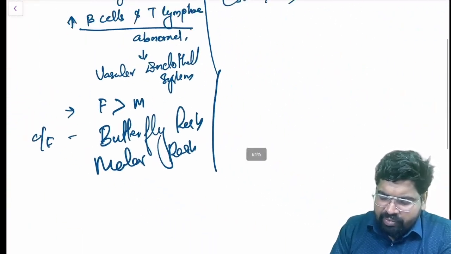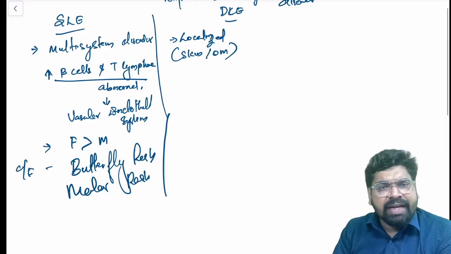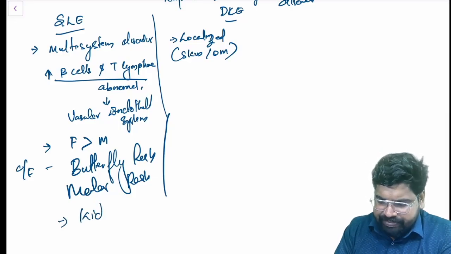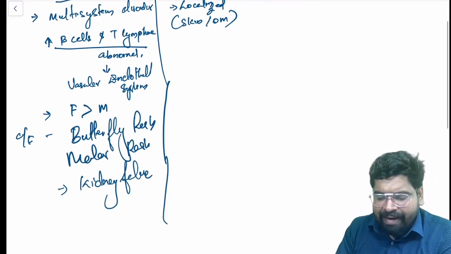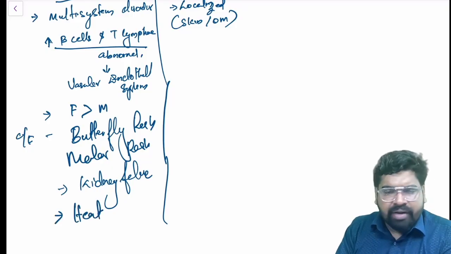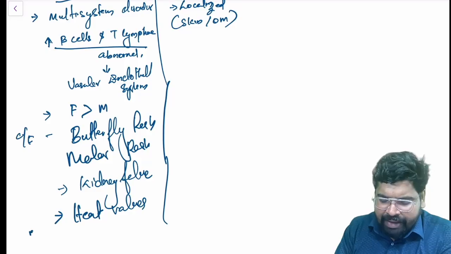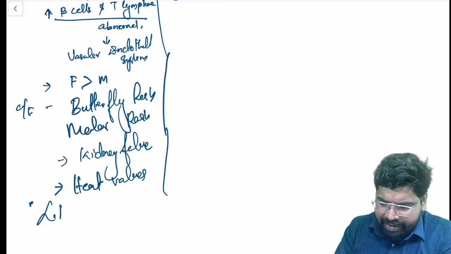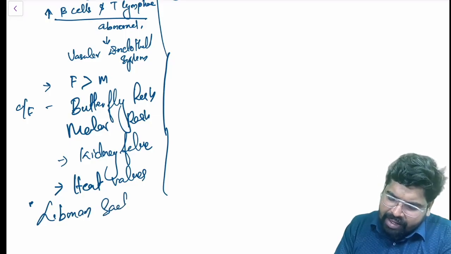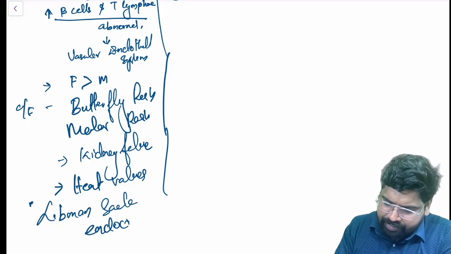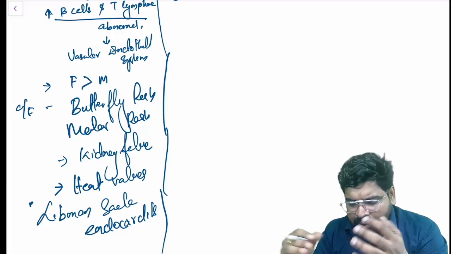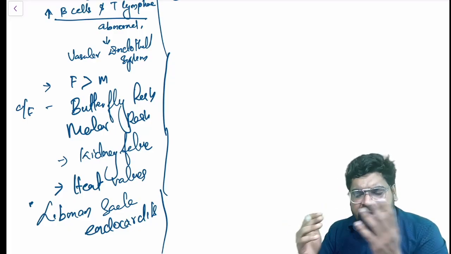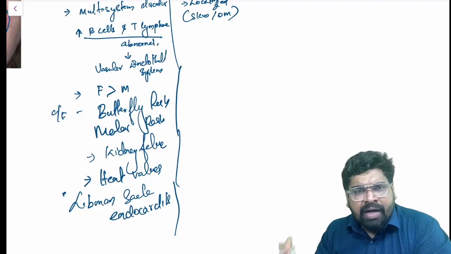What else you see here is that they can attack your kidneys. There will be kidney failure. They will attack your heart and heart valves, where you see Libman-Sacks endocarditis. And in the oral cavity, mostly what you see is redness in the gingiva. There is erythematous gingiva, and ulcerations. You can see this in the oral cavity.